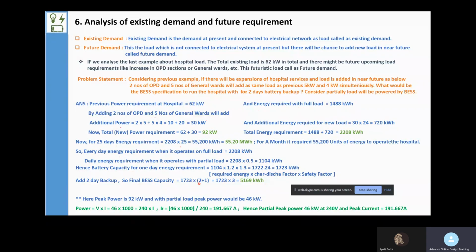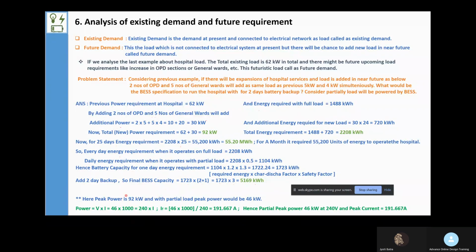Here, into two is only for the backup. Then you need to add one more because it's operating. Two days is the backup and one is operating, so it's actually 3 days. That's why I marked it here. He asked what would be the BESS capacity to run the hospital with 2 days battery backup. Let's say the next 2 days there is a blackout. So it comes to 2 plus 1: one is operating, 2 is the backup. So 1723 into 3 comes to 5169. This is our battery capacity.